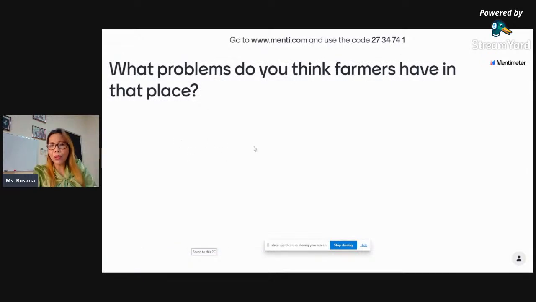What problems do you think farmers have in that place? If there was not much rain, then what problems do you think the people face in that area, especially the farmers? Okay.